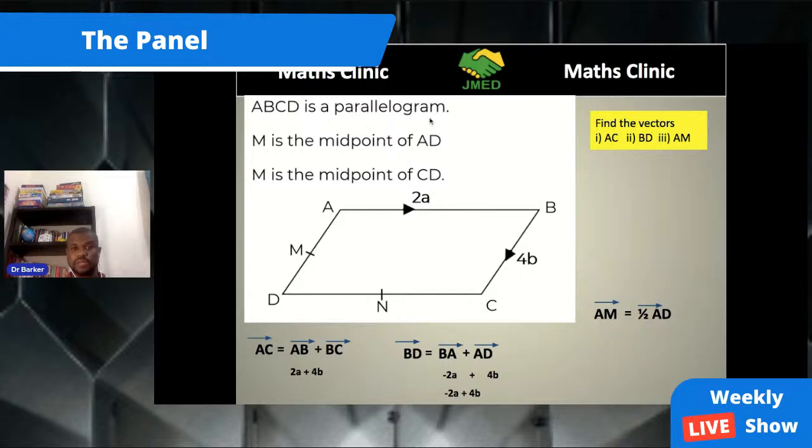Because it's a parallelogram, we know that the opposite sides are equal in length and parallel. So it means that AD is the same as BC. Agreed? And so it's just half of AD. And AD, we know the answer already. So it's just 2B. All right?